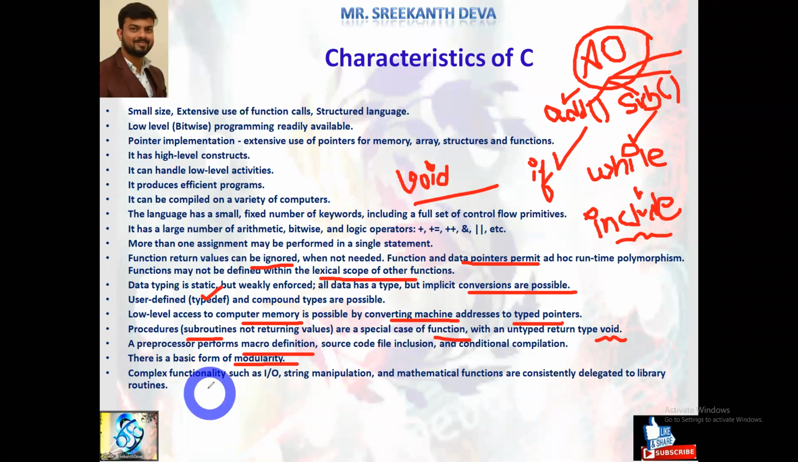The complex functions such as IO, input output, and string operations like string manipulation are consistently delegated to library routines. String is nothing but a collection or group of characters. Several string operations like string concatenation, string reverse, finding the length of the given string, and other string manipulations can be performed. Mathematical functions are also delegated to library routines. C has inbuilt libraries.